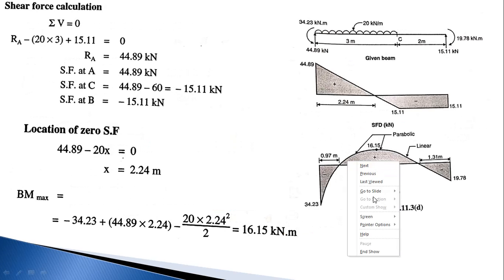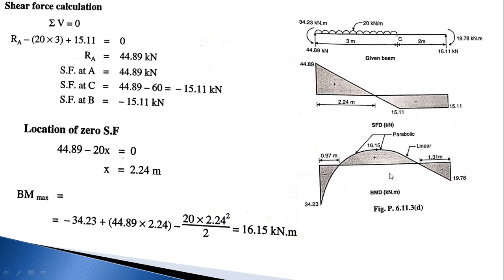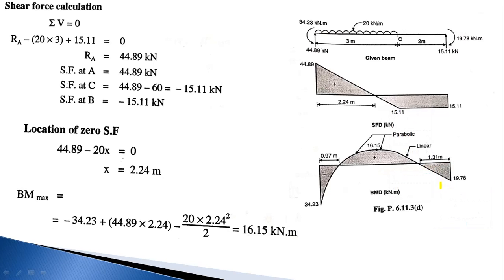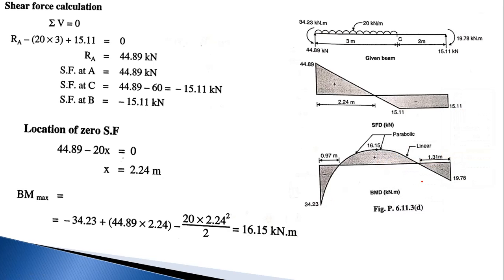So draw this diagram first. At A is minus 34.23, a negative value, plot downside. At B, 19.78, plot downside, and at C is 10.44. So join all points.